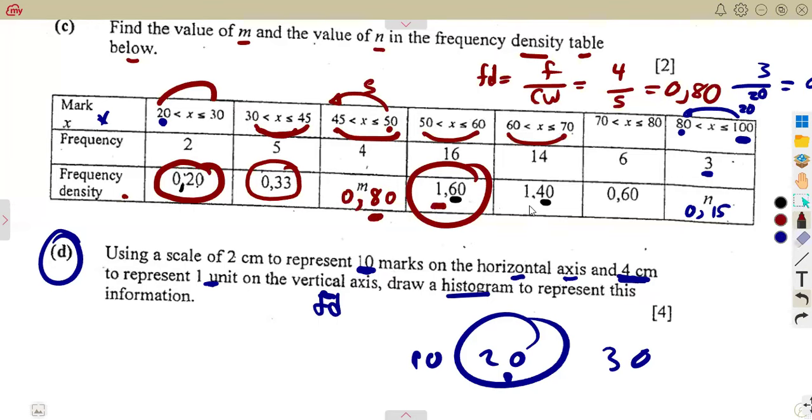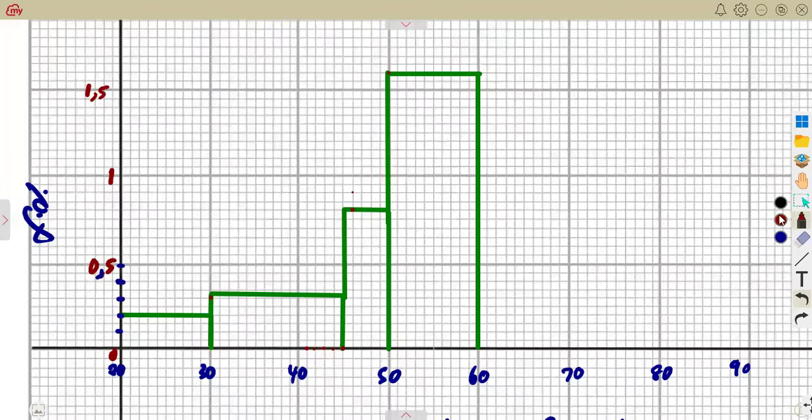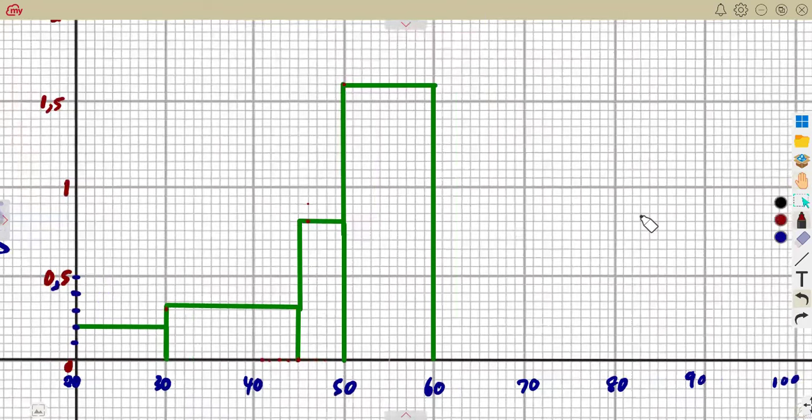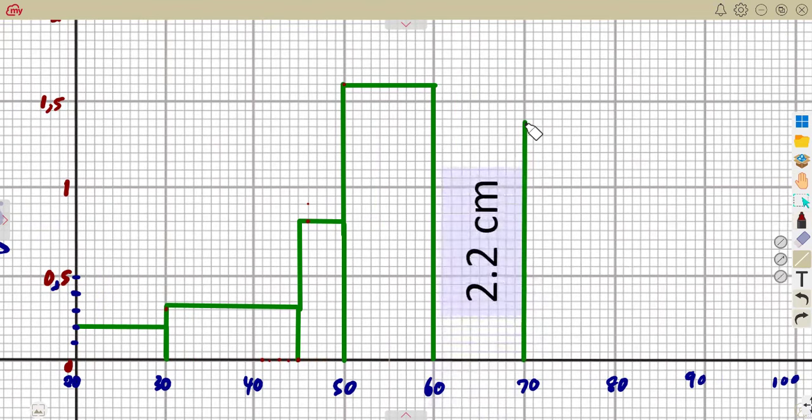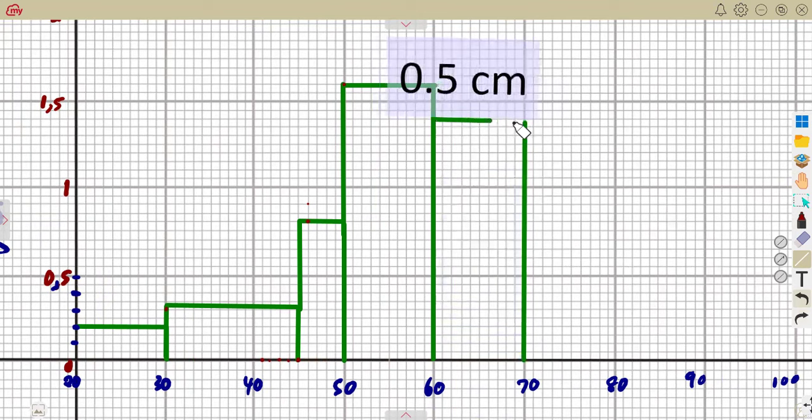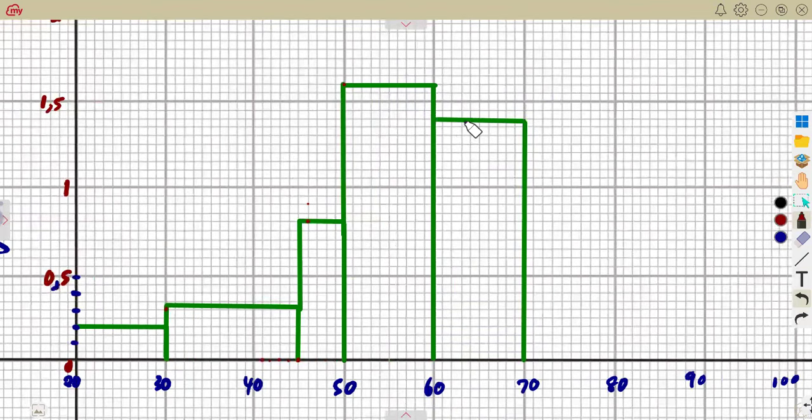60 to 70 versus 1.4. Okay, 60 to 70, 1.4. This is just 2 boxes from 1.5, somewhere there. This is where our 1.4 is. But from what? 60 to 70. So at 70 versus 1.4, just below 1.5. 2 boxes below, because 2 boxes represent 1. So it's like 1.4. Remember, it's 1.4.